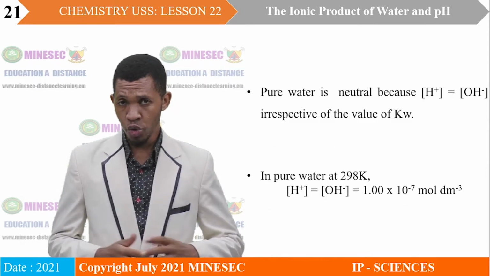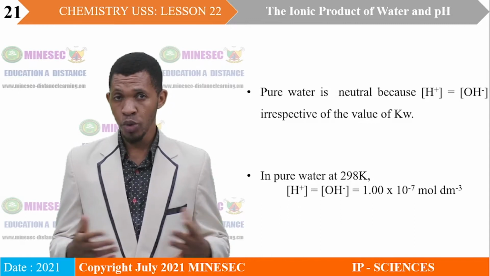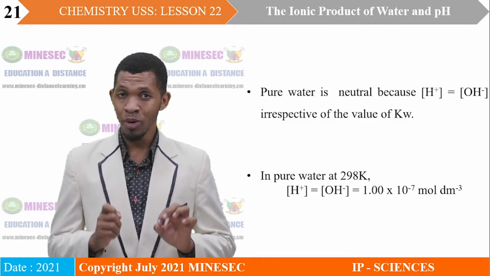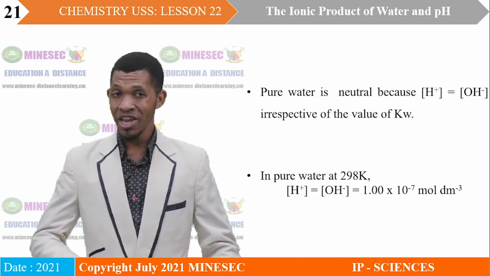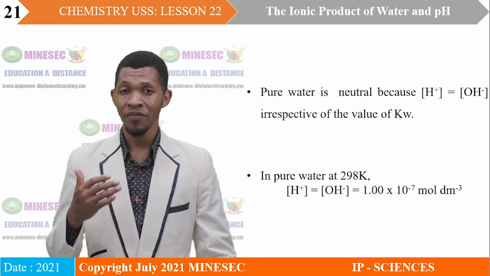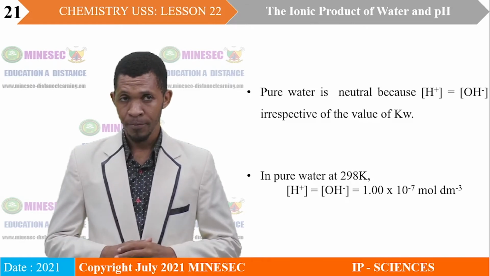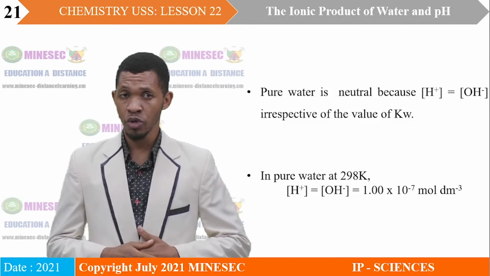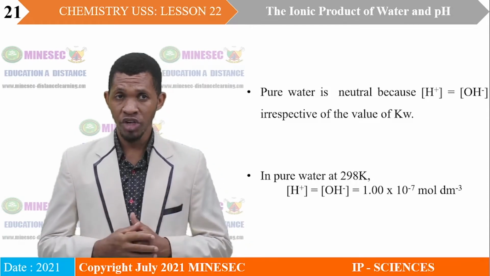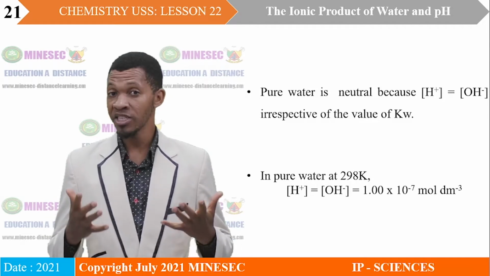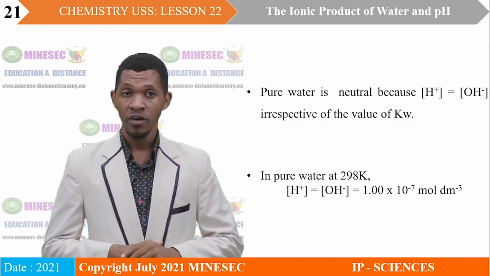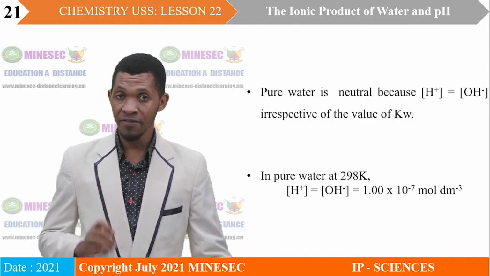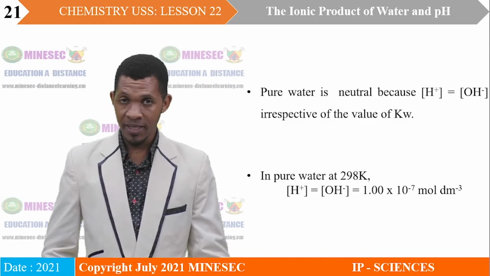Pure water is neutral because in pure water, the molar concentration of hydrogen ions is equal to the molar concentration of hydroxide ions, irrespective of the value of the ionic product of water. In pure water at 298 Kelvin or 25 degrees Celsius, the molar concentration of hydrogen ion, which is the same as the molar concentration of hydroxide ion, is equal to 1.00 times 10 to the power negative 7 moles per cubic decimeter.